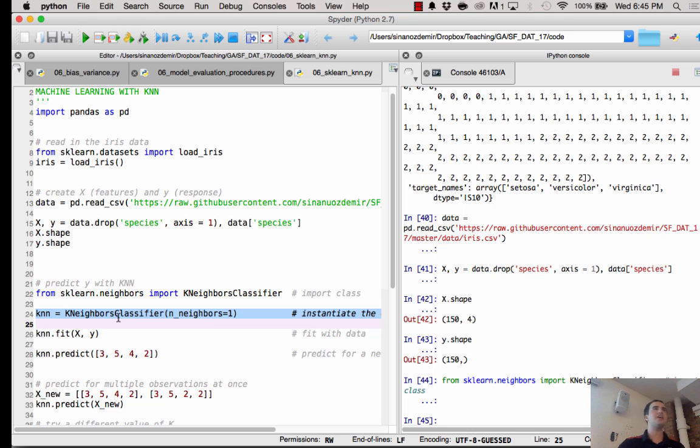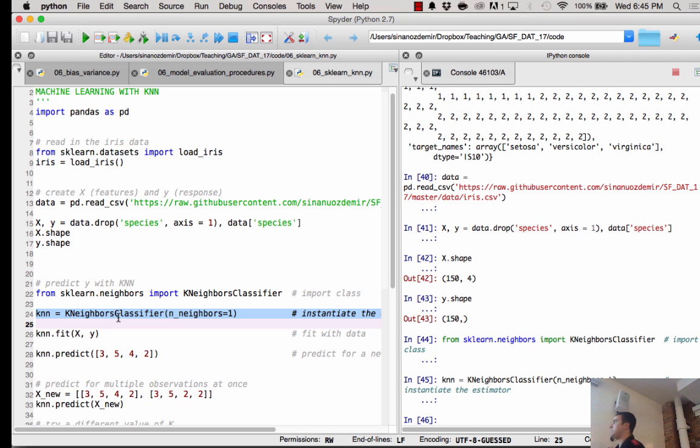Line 24 is the next part, instantiate. So we imported the class, now we're going to instantiate. What does instantiate mean? It just means create one. It just means make one. So the import doesn't make anything, it just makes available to us. In line 24, I'm actually creating an object. And I'm calling it lowercase knn. Knn equals kneighbors classifier, and I give it a single parameter. N neighbors. What is n neighbors?